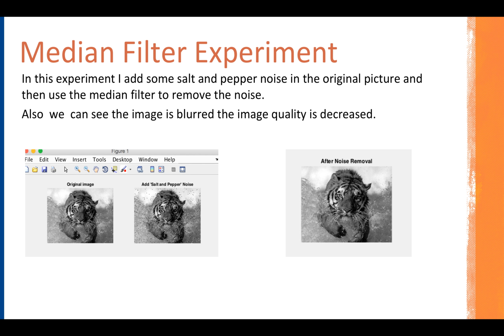The median filter experiment. In this experiment, we can see the original picture, and we add some salt and pepper noise to the original picture, and then we use the median filter to remove the noise. And just like the mean filter, the image is blurred, and the image quality is decreased.